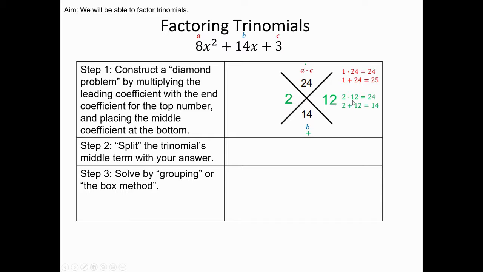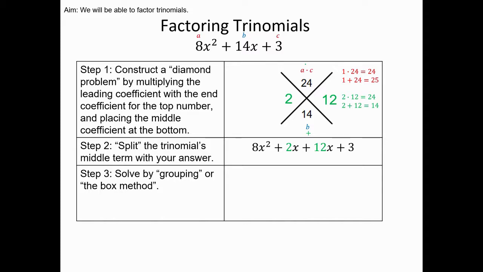So here's how we're going to use these numbers. I'm going to take what we have, 8x squared plus 14x plus 3, and split apart this 14 into a 2 and a 12. There are a lot of ways you can split up a 14, right? You could have done 10 and 4, or 1 and 13. The reason we did this X method, this diamond problem, is because we had to figure out the perfect combination for splitting up 14.